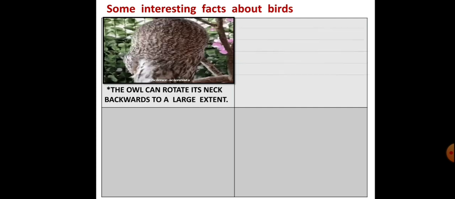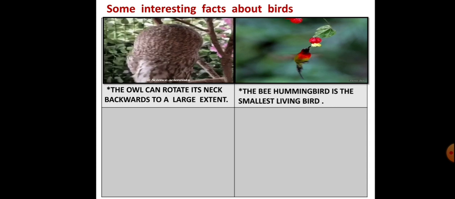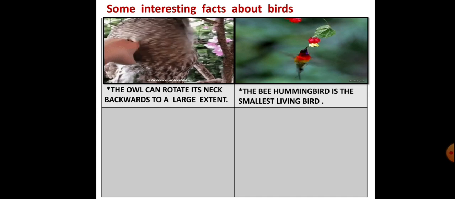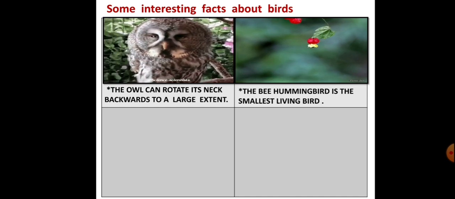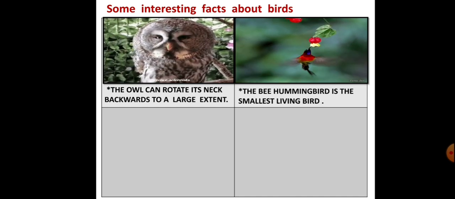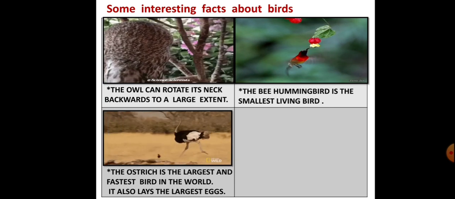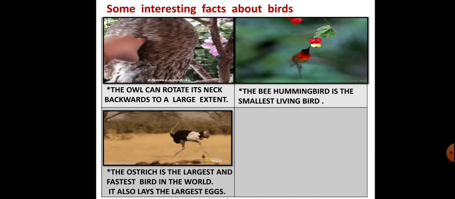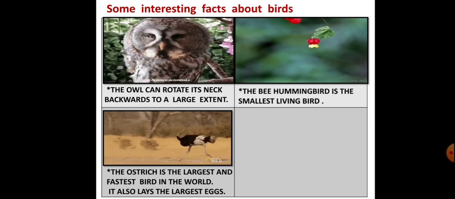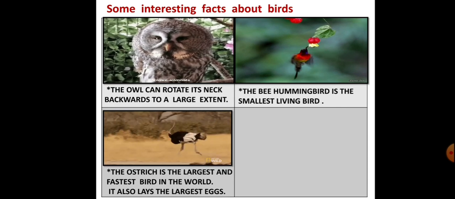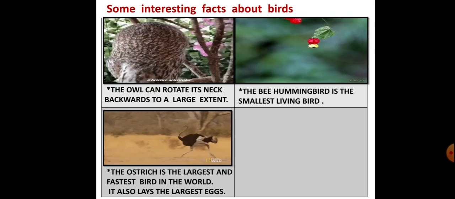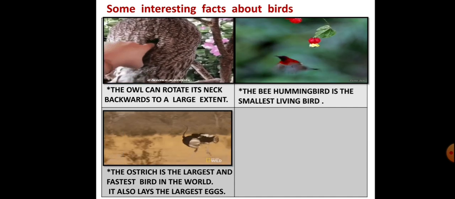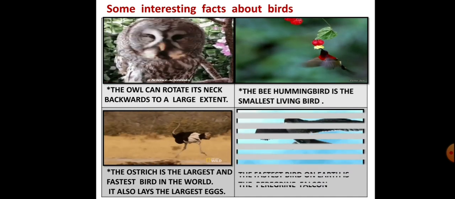What is in the second box? Let us check. The bee hummingbird is the smallest living bird. Such a small, tiny little bird having the nectar from the flowers. The third picture: the hummingbird is the smallest bird and the ostrich is the largest bird. Opposite. One is small, one is large. An ostrich can run very fast. And the eggs of the ostrich are also very big.